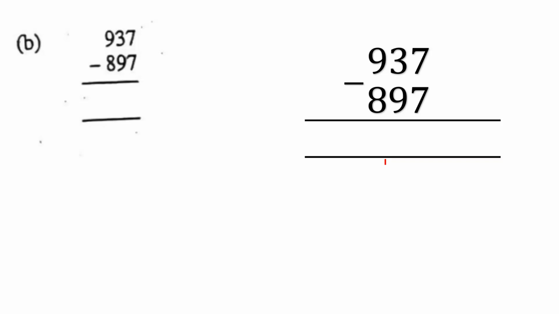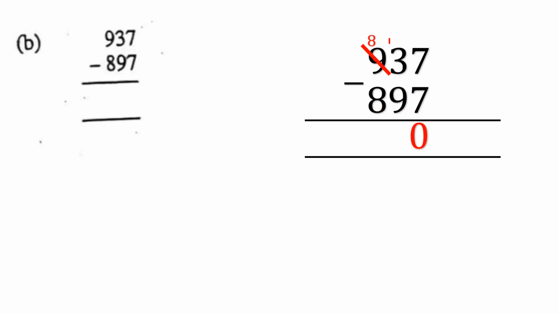Okay, let's consider question number 1B. Now, question number 1B is a subtraction problem. And here we have 937 minus 897. Let's begin with the ones column. We know that 7 minus 7 is definitely 0. And 3 minus 9, well, what we have to do here is regroup. And so what is 9 minus 1? Well, 9 minus 1 is definitely 8.